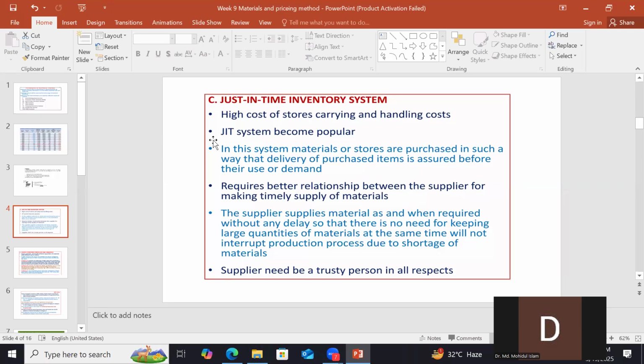Another point, the just in time system has become very popular, because every customer is very delighted and very happy if he gets a product on time. So this is a very popular method. Another criterion: in this system, materials or stores are purchased in such a way that delivery of purchased items is assured before their use or demand.